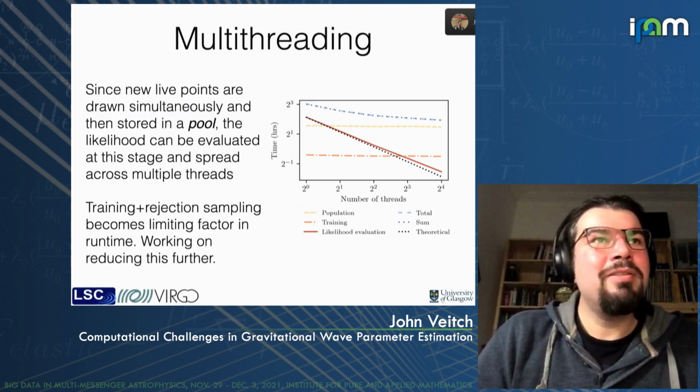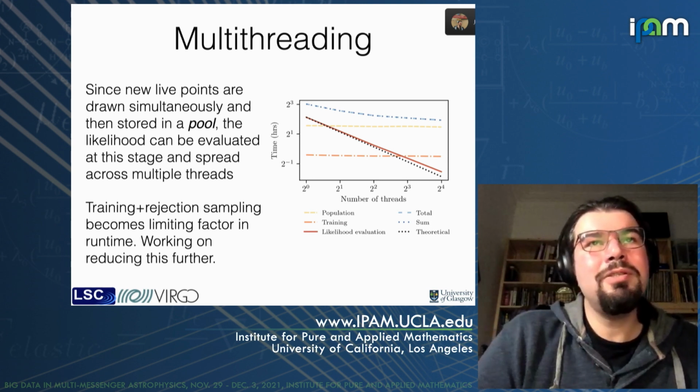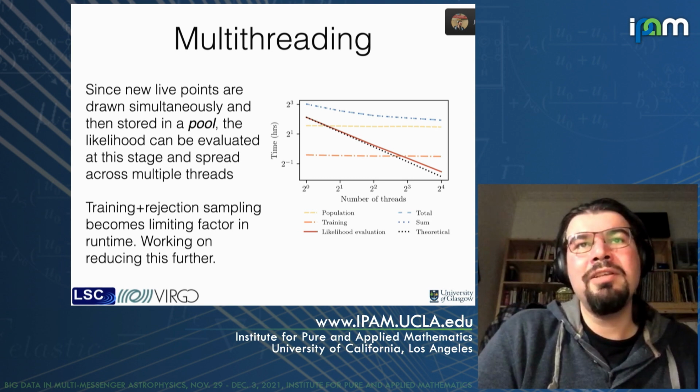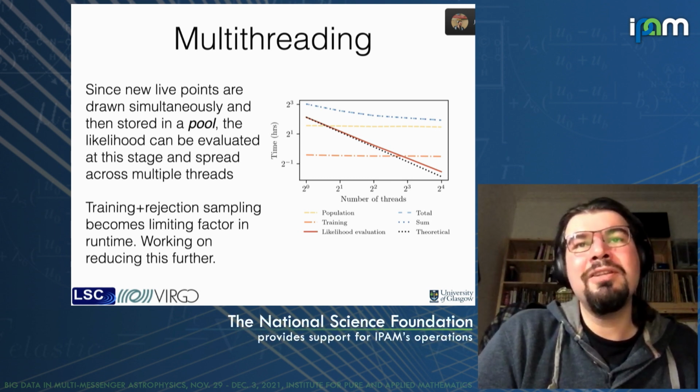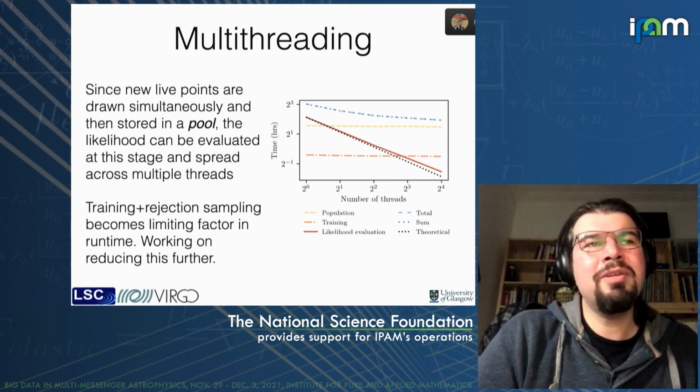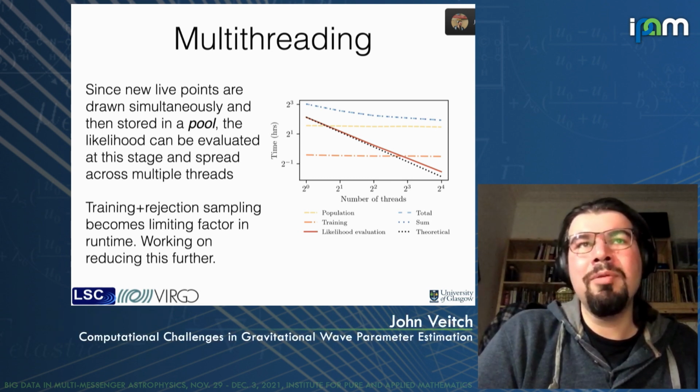Another nice thing about this method is that because you're drawing all these points from this latent space Gaussian at once, you can parallelize that very nicely. So this scales much better than previous nested sampling methods. We show that it scales almost linearly in the number of threads that you can throw at it. Unfortunately, there's a bit of an overhead left because of the rejection sampling and the training of the machine learning. But basically, if you throw enough cores at a problem, you can solve it in something like 3 hours.